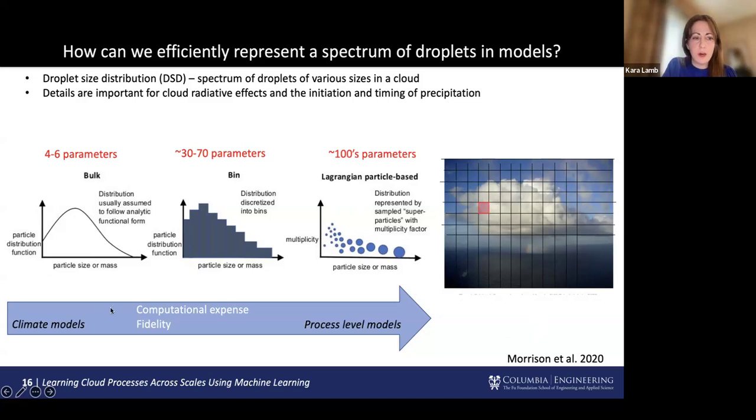So for something like a climate model, we're still going to be really limited to these much more simplified bulk approaches. Although the data-driven methods, like the bin microphysics approaches and the Lagrangian superparticle schemes, can really provide higher fidelity ground truth data sets for training our machine learning models.